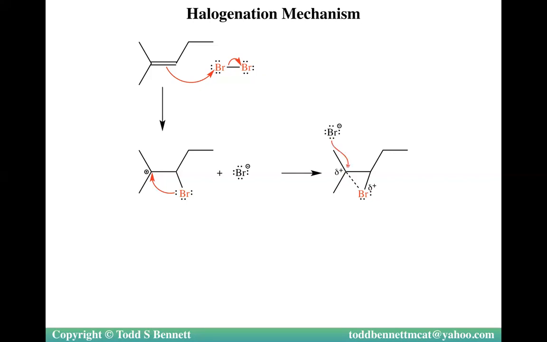So hopefully this seems reasonable. This is where that other Br then is going to come in from the backside. It comes into the tertiary carbon because this is the more available carbon, because this is only a partial bond right here.